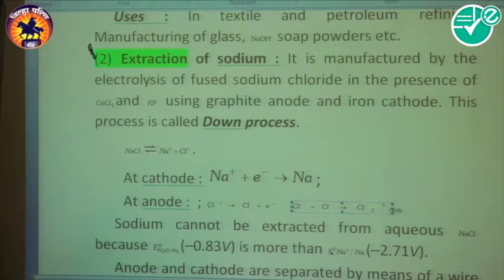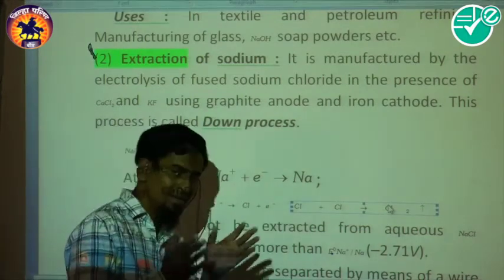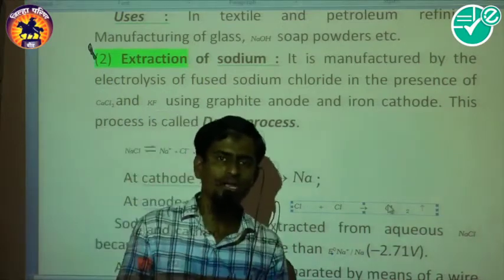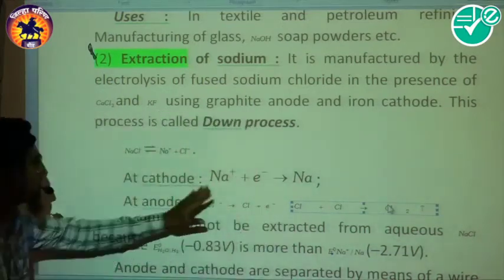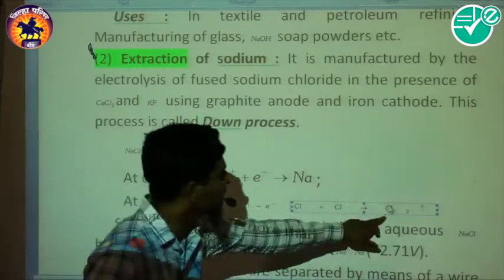So dear student, how is it prepared? You are taking molten or fused NaCl in an electrolytic cell. By doing electrolysis, at the cathode you obtain sodium metal, and at the anode you obtain chlorine gas.